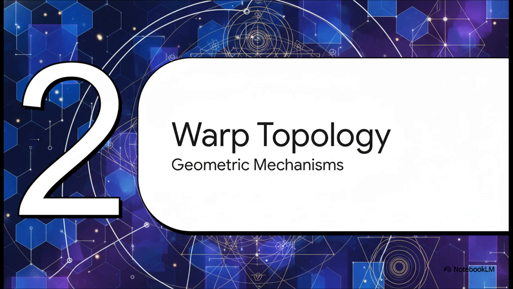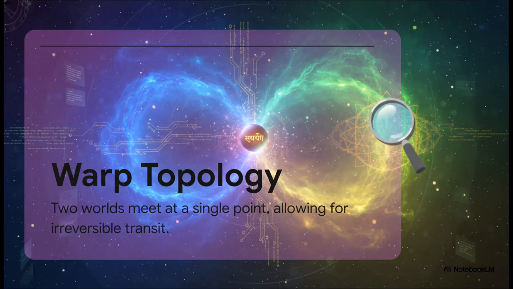Moving on to part 2, warp topology and symmetry. Let's look at the geometry behind how information actually moves through this whole framework. Okay, so the secret sauce here is the post-repeat-none principle. In warp topology, you have two worlds meeting at one single microscopic point, the sunya, or the 0 point.